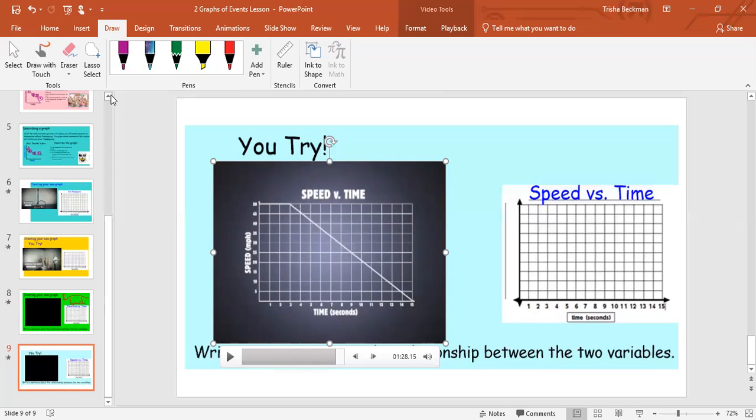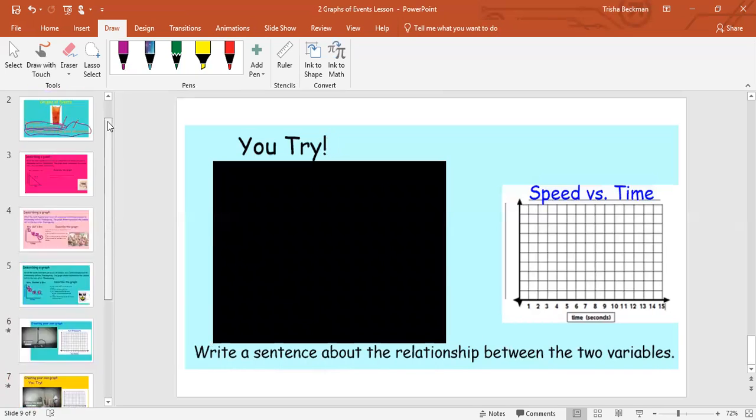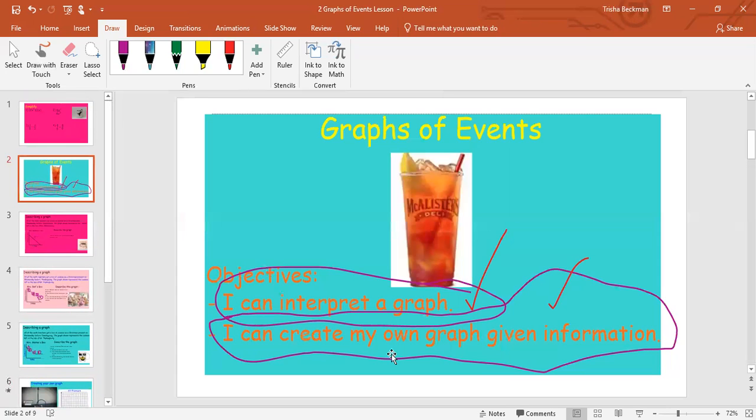All right, so that sums up the last of our lesson. We now have hit the 2 important parts. So given a graph, being able to interpret the situation, and given some information or a situation, being able to create your own graph. Hopefully this video is helpful.